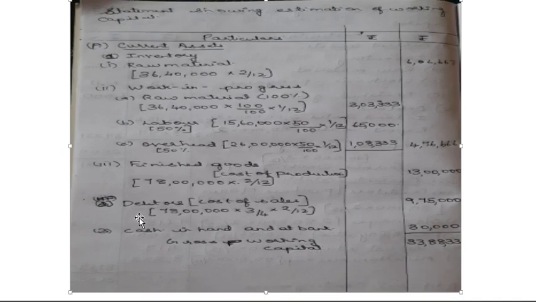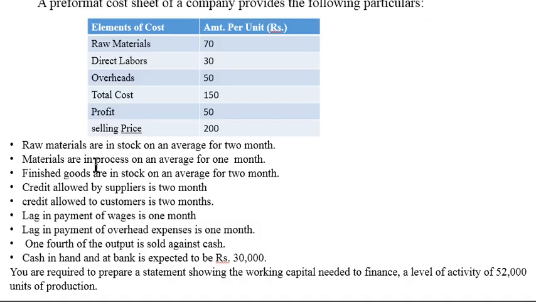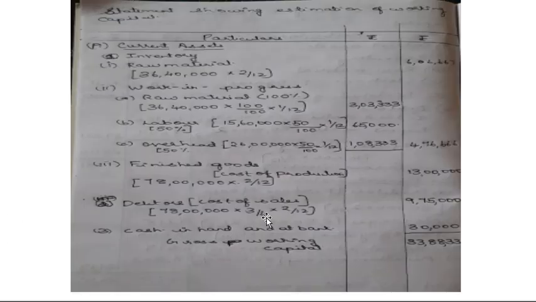Okay. Next debtors. Debtors are valued at cost of sale. Now cost of production and cost of sales are the same. So 78 lakh into 3 by 4. Now here I have done 3 by 4. Why? Because 1/4 is the cash. It is given in the problem, 1/4 of the output is sold against cash. So that's why I have written here 3/4. Okay, 1/4 cash means remaining 3/4 credit.